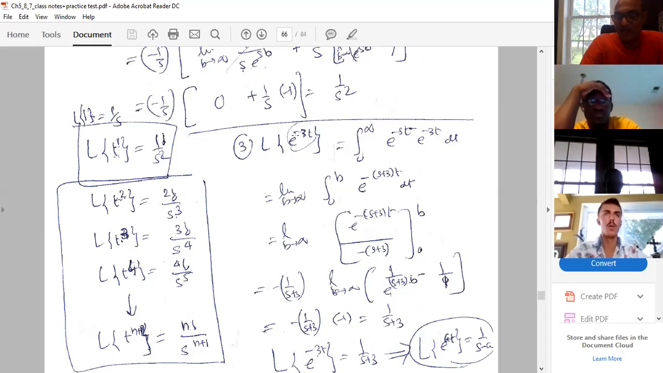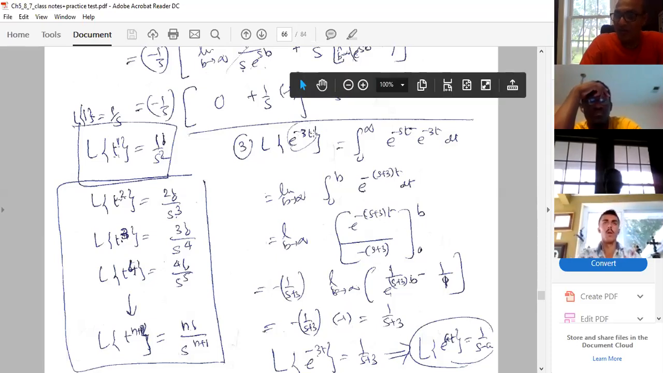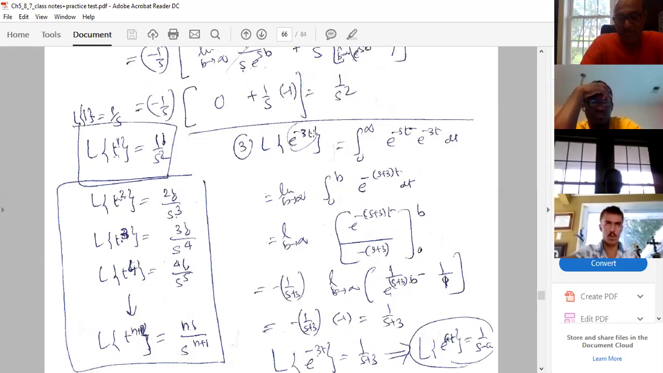That means whenever we have e to the power negative 3t, right now we are just proving different kinds of examples, like exponential functions, trig functions, algebraic functions, constant functions, and finding the Laplace transform. Later on, we are going to use these directly.